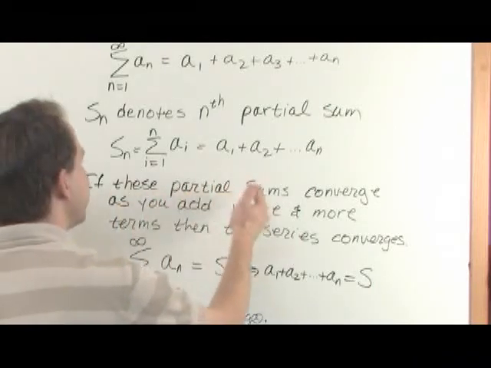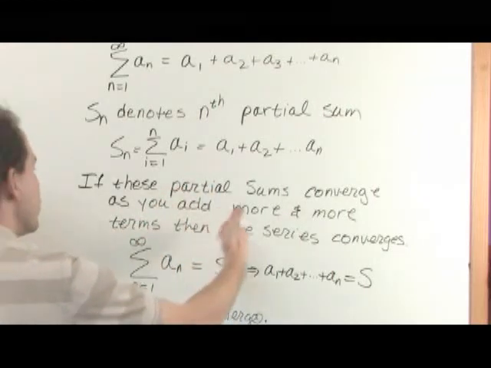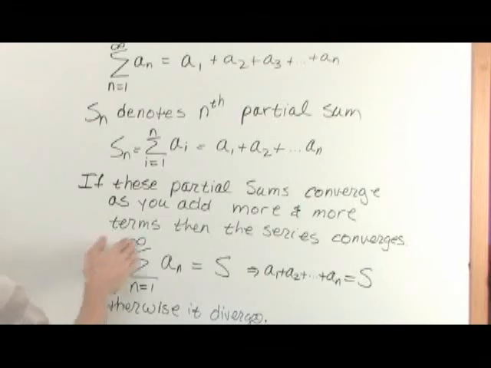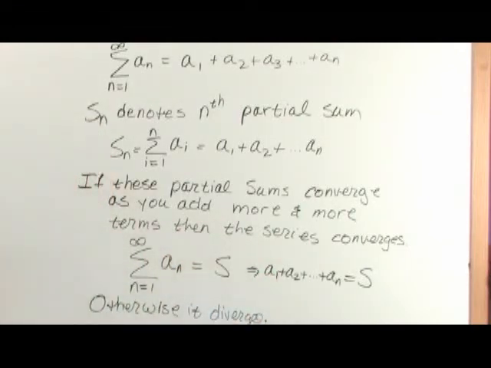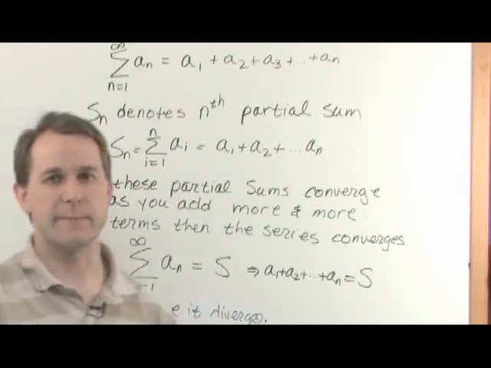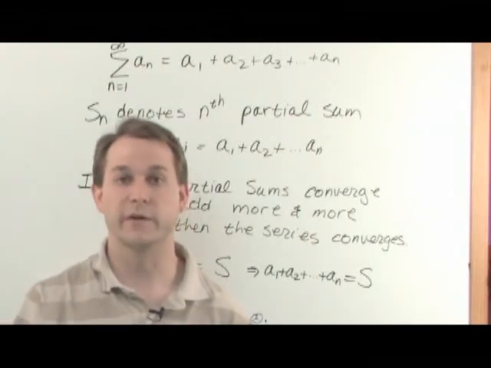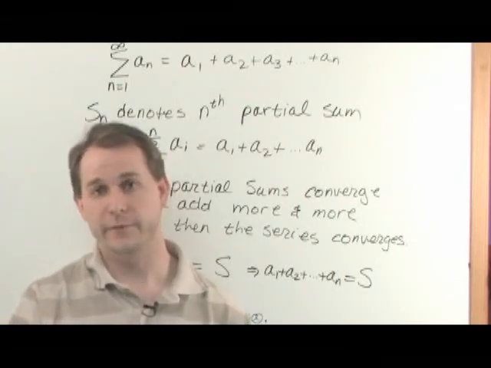If these partial sums converge, in other words, they begin to level off and approach a number as you add more and more terms, then we say that the entire series converges to the number s. The number s is what we say that series converges to. Otherwise, if it doesn't approach a number, the series diverges. So all of your problems are going to basically say, does the series converge or not? If the series does converge, what does it converge to? In other words, what number does it add up to? And if it diverges, well, then obviously it diverges.